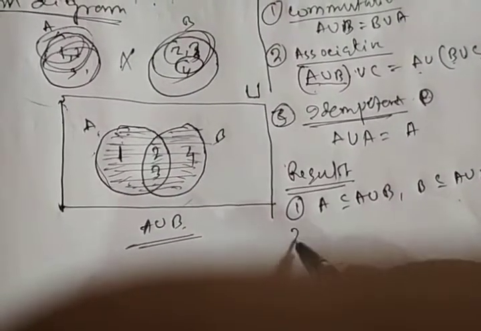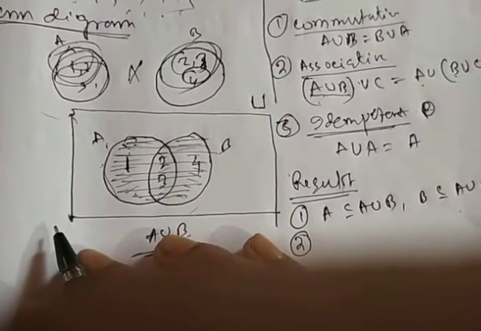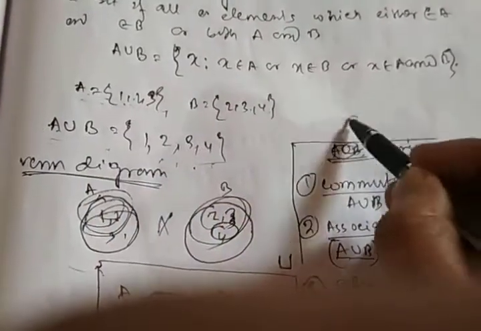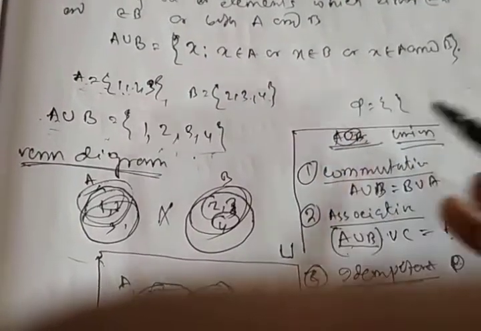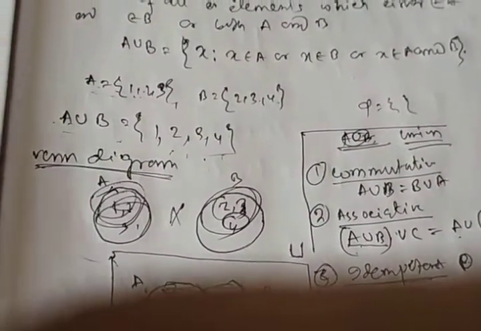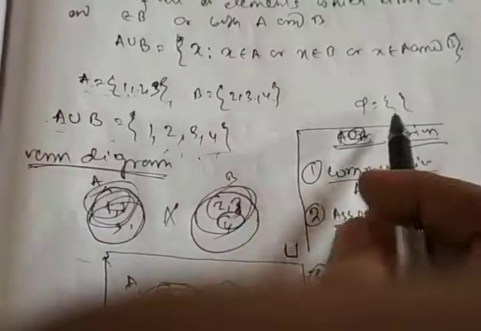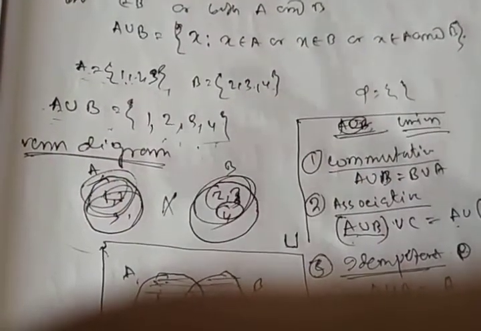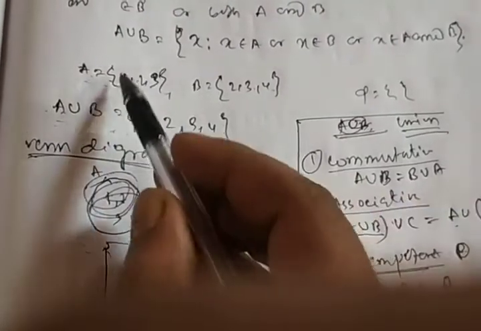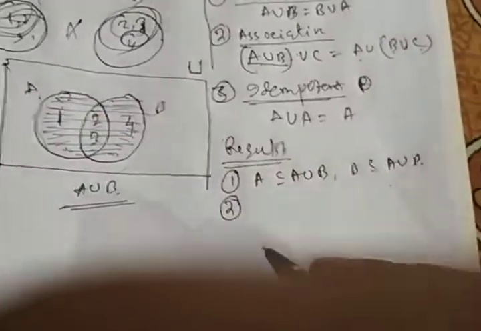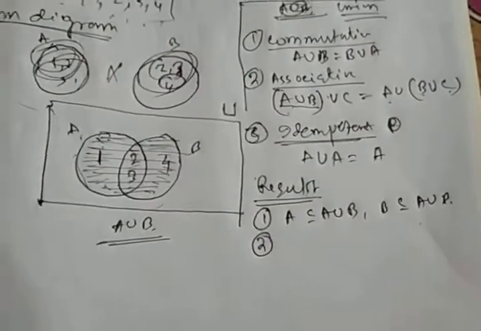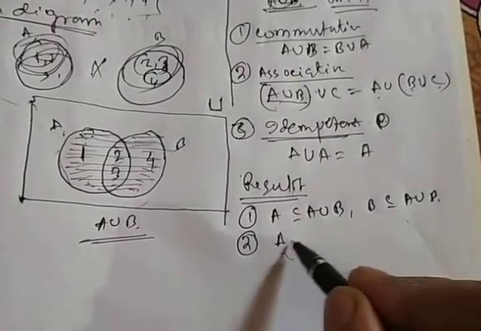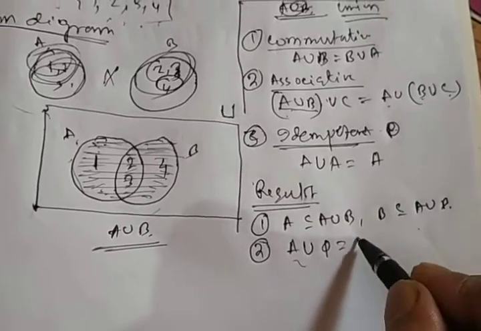Second, A union phi. Now this set is A and phi is the null set. Okay, no element is given. If you take the union of A and phi, the elements will be 1, 2, 3 and null. Though there is no element in null, the resulting elements will be 1, 2, 3, which is also A. So the second result is A union phi equals A.